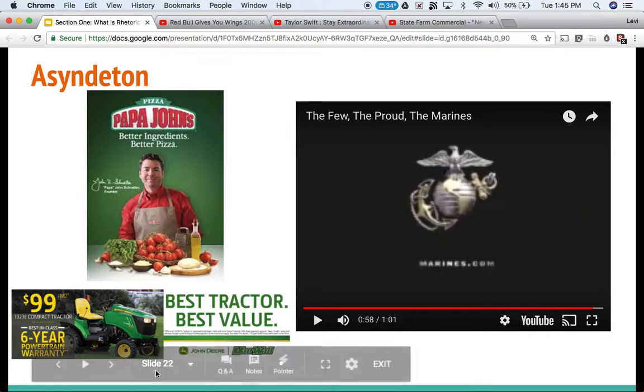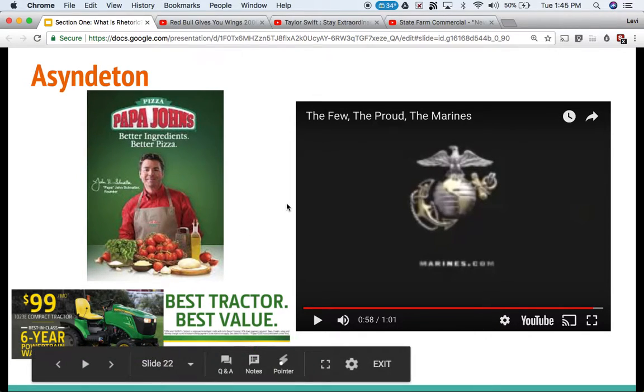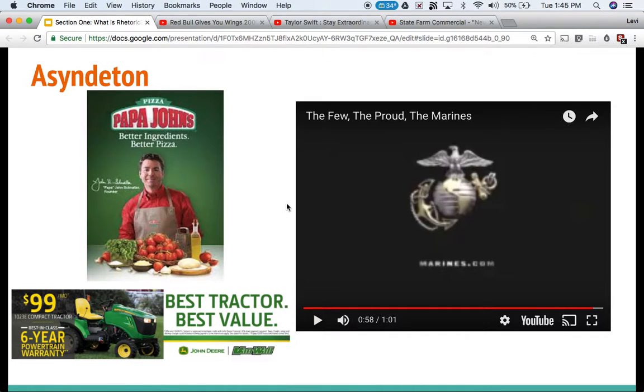Same with this tractor one, this Van Wall one down here. Best tractor, best value. There technically should be a conjunction in there, but they don't do that. And also the word best, they want you to think that they're the best. So that's also anaphora there. Anaphora isn't always needed in asyndeton, but anaphora is a good one to use, definitely.